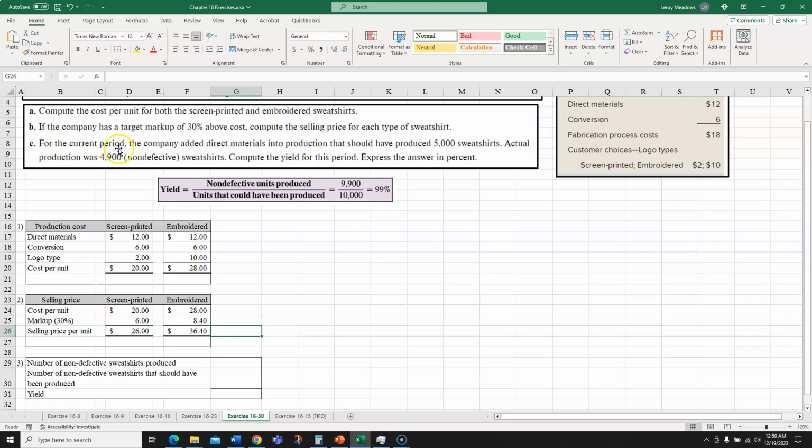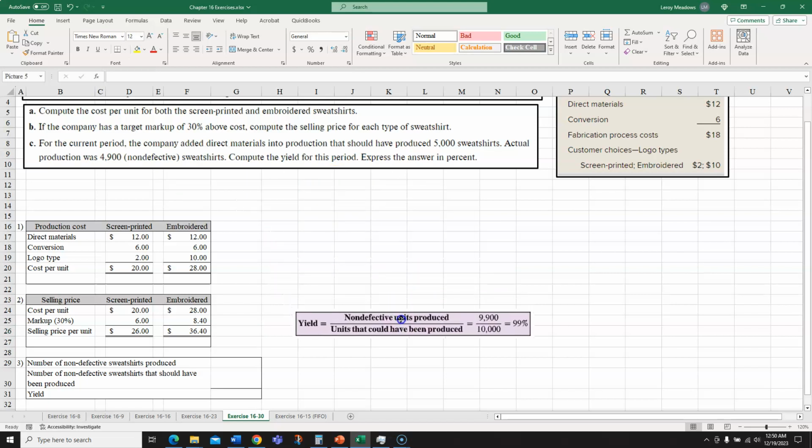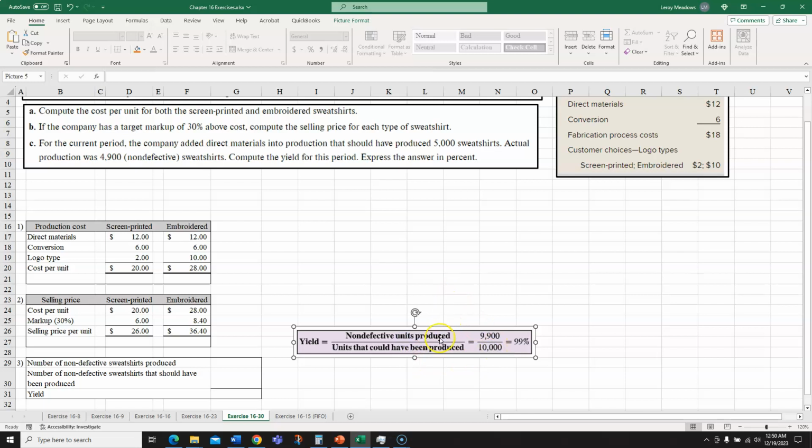C. For the current period, the company added direct materials into production that should have produced 5,000 sweatshirts. Actual production was 4,900 non-defective sweatshirts. Compute the yield for this period. Express the answer in percent. I copied this from somewhere else because I wanted to give us the formula so we know what we're looking at. Non-defective units produced divided by the units that should have been produced.